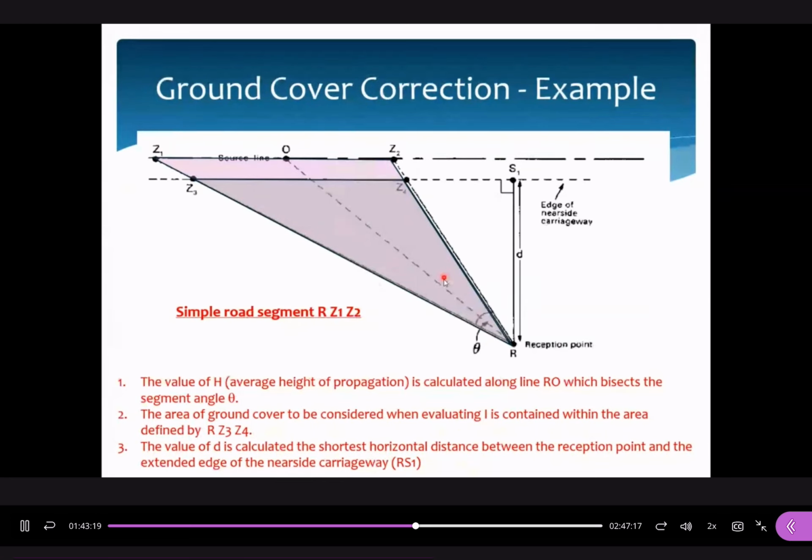Please pay attention. How to find out the horizontal distance between this road segment and this receiver? It should be this one, D. This is the vertical distance. Why do we consider this one, not the shortest distance along this road segment? Because traffic flow is a continuous flow. So the shortest distance according to the guidelines here is this one, D.